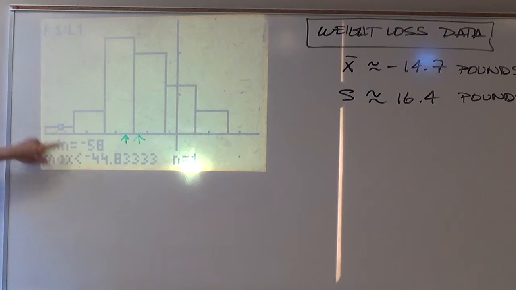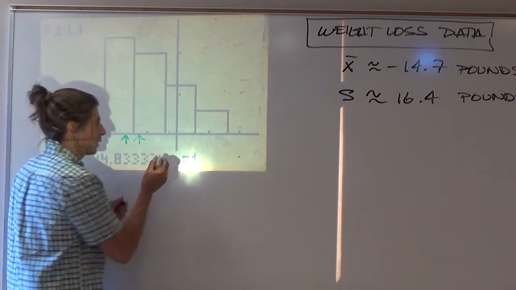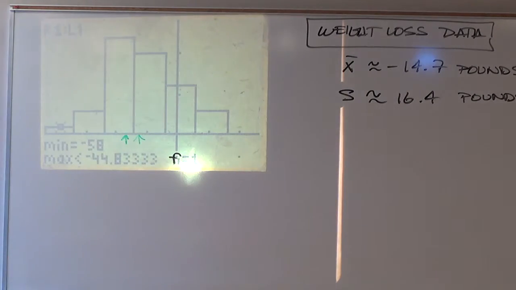So the minimum number here is negative 58. And the maximum bar is negative 44.833333 repeating. Seems like a strange number, doesn't it? Seems like a pretty strange number to have a bar. This n equals 1. I wish you would say f equals 1. It means there's one data point in that bar.